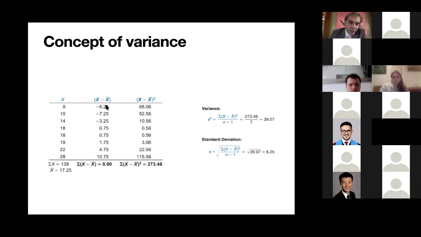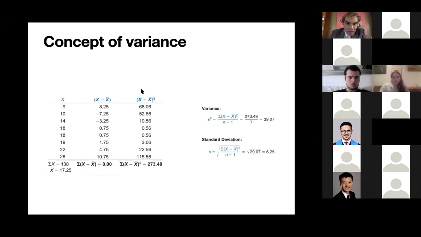What happens if you just subtract the mean from each score and add all of this? You will get 0. So this doesn't work to show our variability. That's why we do the sum of squares, and we square the deviations.